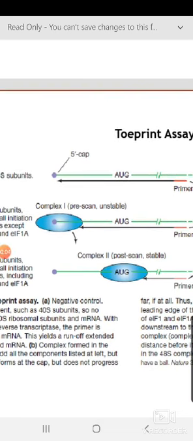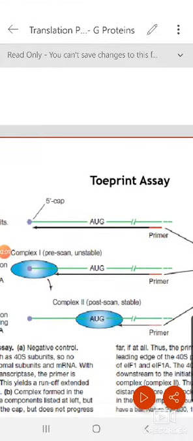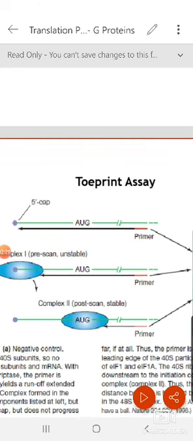They have taken mammalian beta globin mRNA. The green one, with the 5 prime cap, is the mammalian beta globin mRNA, and you can see the AUG is there. They mixed it with a primer that binds downstream of the initiation codon of the mRNA. The red one is the primer, which has sequence similarity with the 3 prime end of the mRNA.